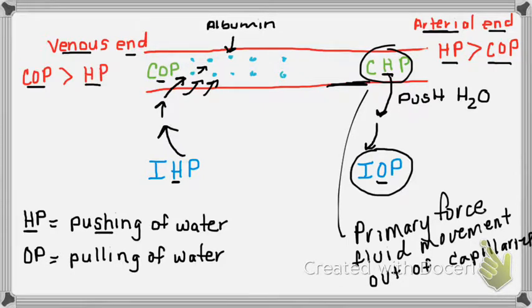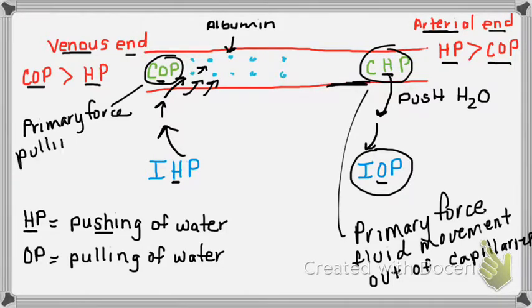Okay? And then your capillary oncotic pressure right here is the primary force. So this guy is the primary force for pulling, okay, pulling fluids back in. All right, by the help of those little plasma proteins, which are your albumin. So hopefully this little thing will have you better understand the whole pushing and pulling of water into and out of the capillary.